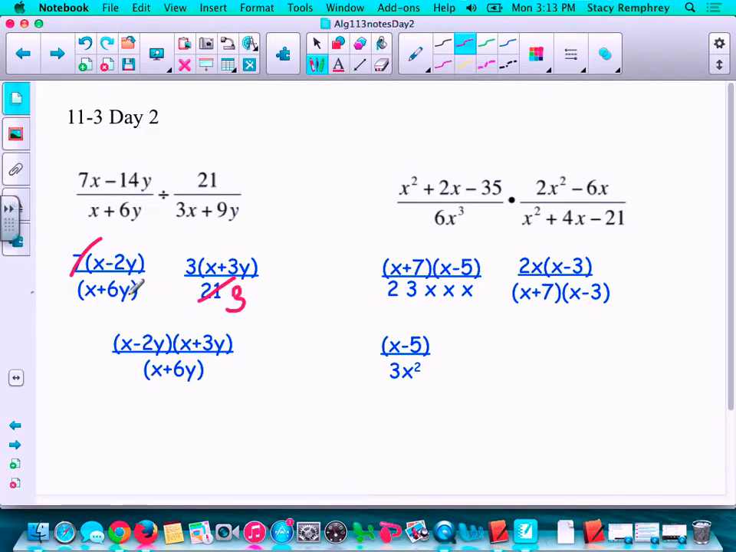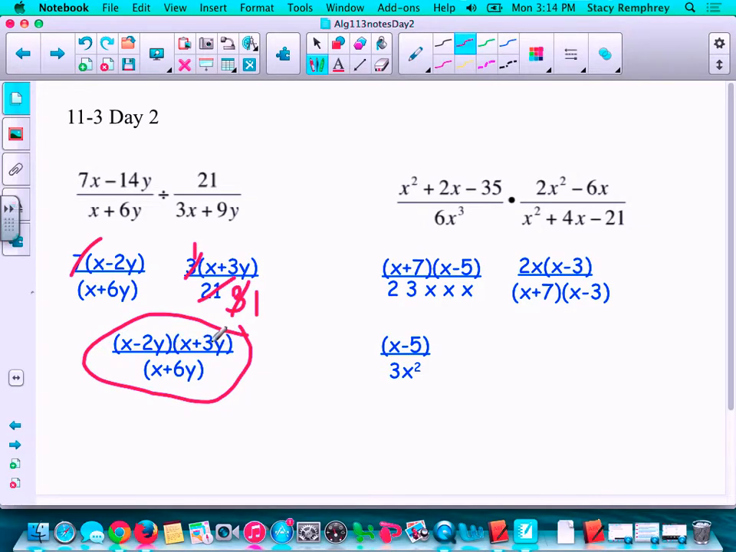I don't have another common factor with x minus 2y. I have a 3, and I can divide that with this 3. So when I'm done, actually all the monomial numbers canceled, and this is what I'm left with.